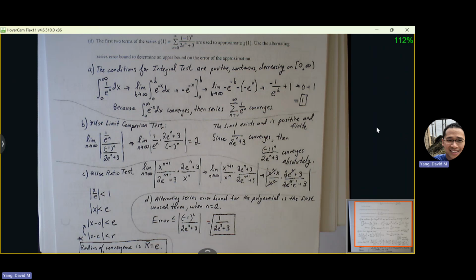Now you may be thinking, oh, first two terms, so therefore it must be when n is equal to 3. But careful, that could be the case for some series, but this one starts at 0. So n equals 0 is the first term, n equals 1 is the second term. We want to use n equals 2 to represent that third and first unused term. So we want to put 2 there, that's the first unused term when n is 2, not when n is equal to 3.